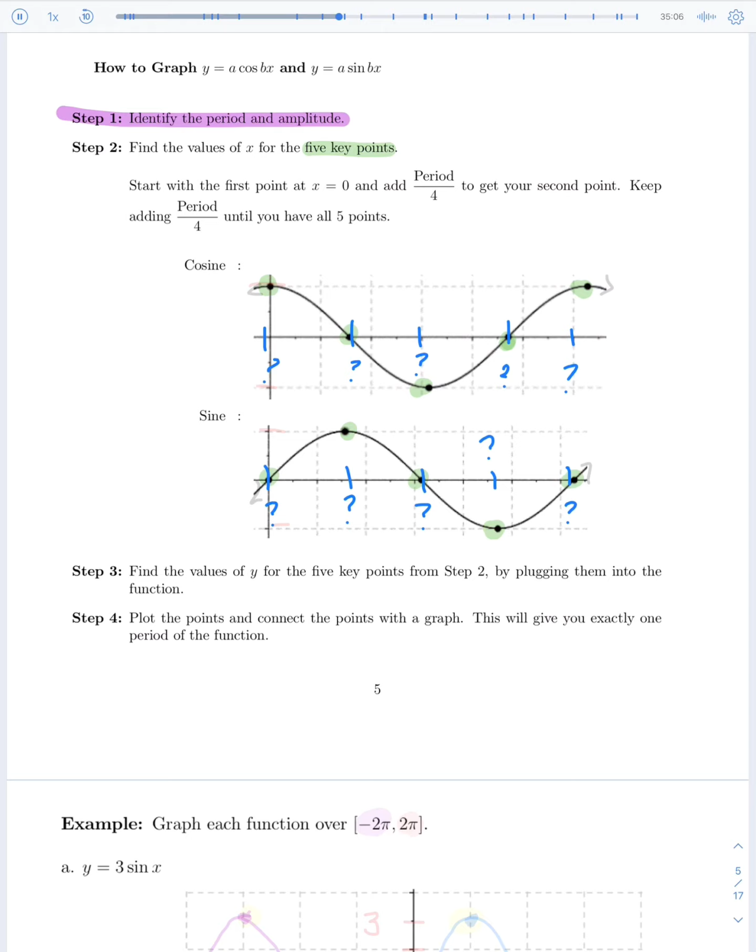So what we'll do is we'll plot our 5 key points, make sure that we know the values along the x-axis, make sure that we also know our heights here, our highest points and our lowest points, which are going to be determined by the amplitude. And then we will play connect the dots and make sure that we put our arrows at the end of the graphs to show that the graphs keep on going on forever.